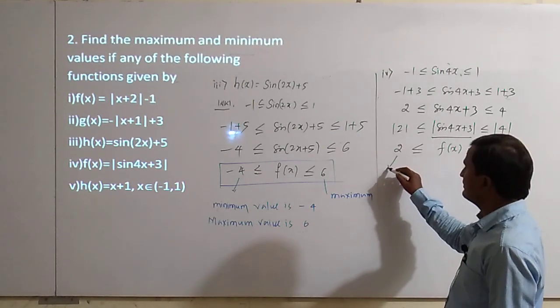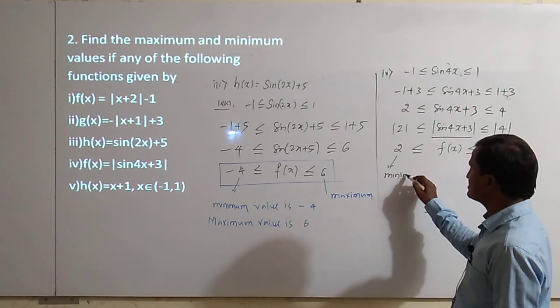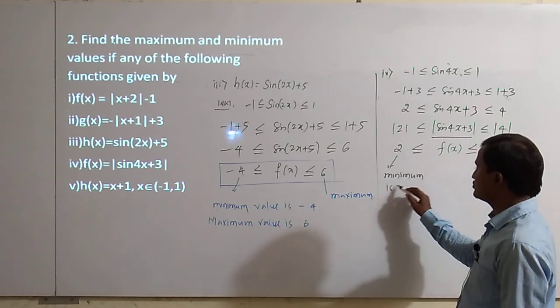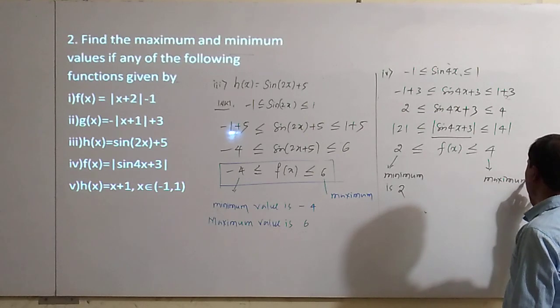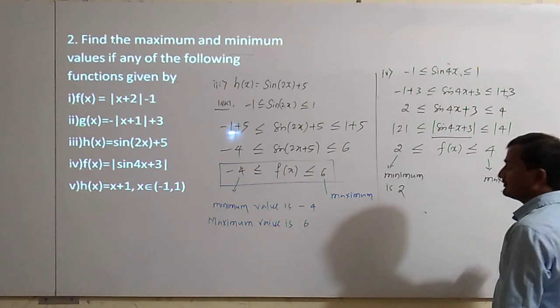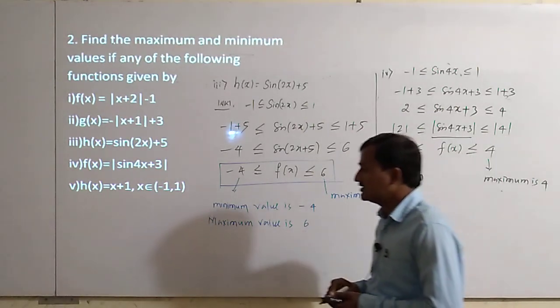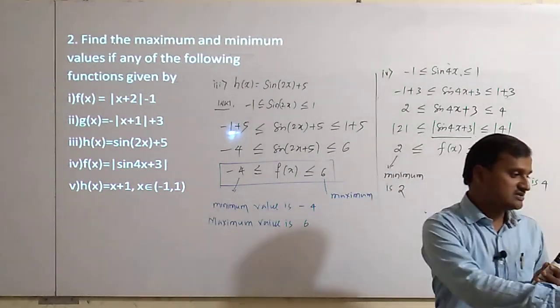So clearly minimum is 2 and maximum is 4. Maximum is 4. Okay, right. Next, so the last one is the fifth one.